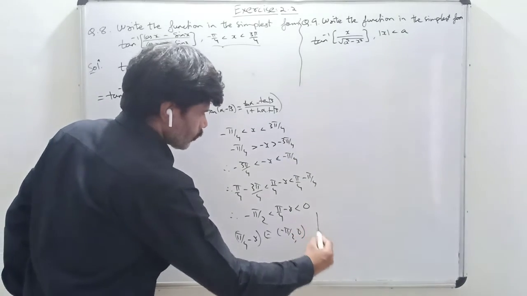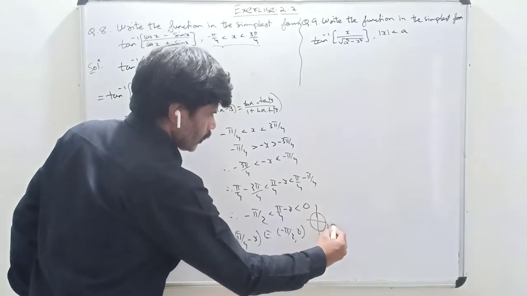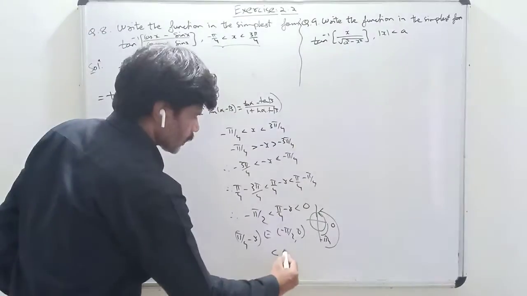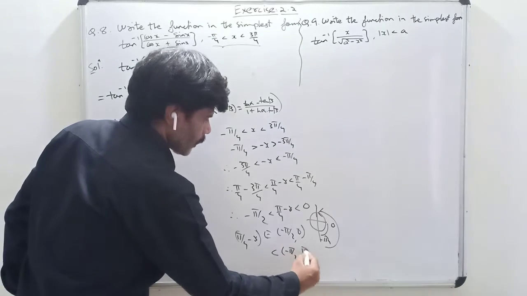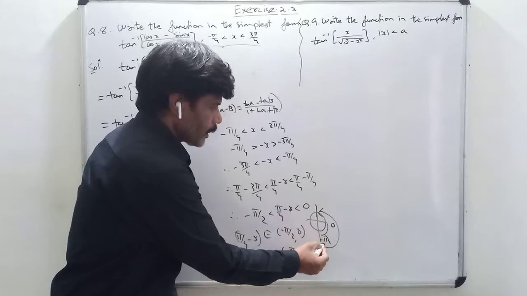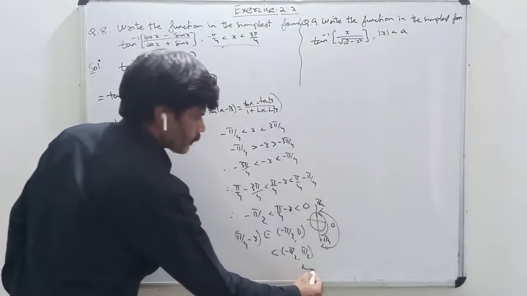Open interval minus pi by 2 to 0 means which quadrant are you in? Fourth quadrant, minus pi by 2 to 0. Okay, that is nothing but a subset of minus pi by 2 to pi by 2. Whichever number is coming between minus pi by 2 to 0, that number is definitely coming between minus pi by 2 to pi by 2. Okay, give it result number 1.